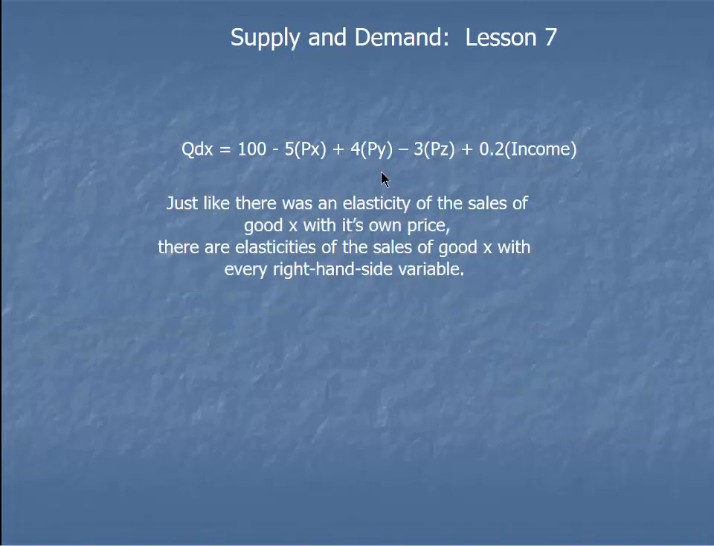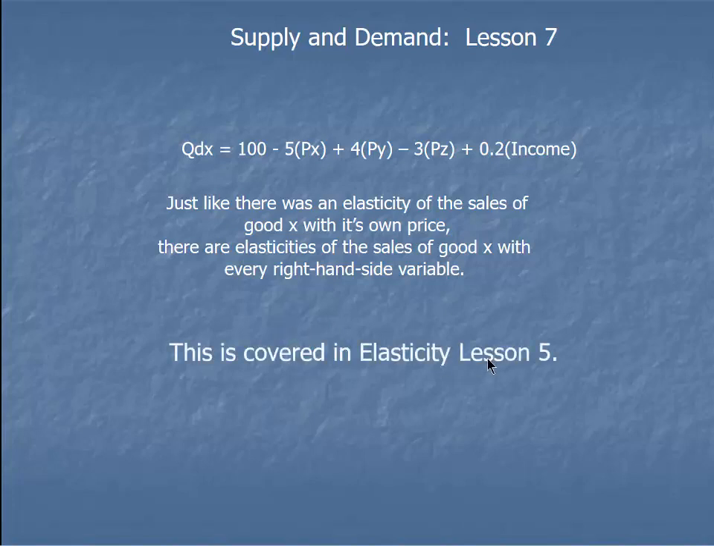Alright, so just like there was an elasticity of the sales of good X with its own price, which we just called elasticity, now because we have all these right-hand side variables, we're going to call this one own price elasticity, because it's the elasticity of this thing with respect to its own price. And then there'll be cross price elasticities for these two things, and there'll be an income elasticity and so forth. So there is an elasticity for every right-hand side variable, and that's covered in lesson 5.